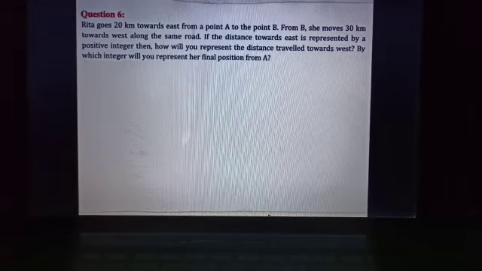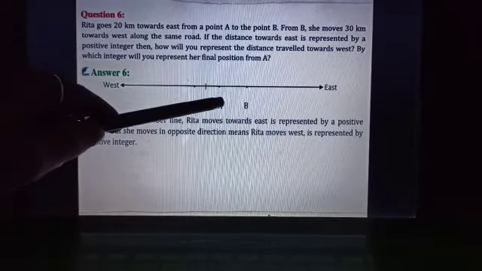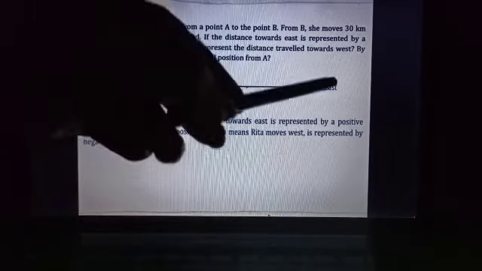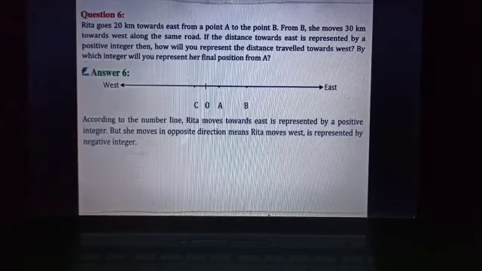Now for the second part, I have drawn here a number line. Let us suppose Rita started her journey from point A, and first she traveled towards east the distance of 20 km, and let us suppose she reached point B.